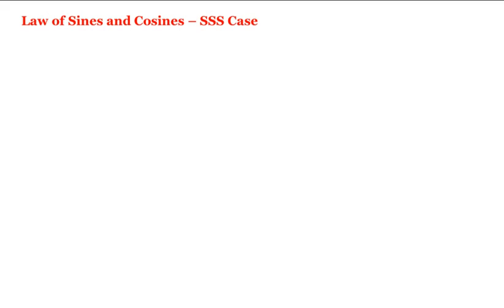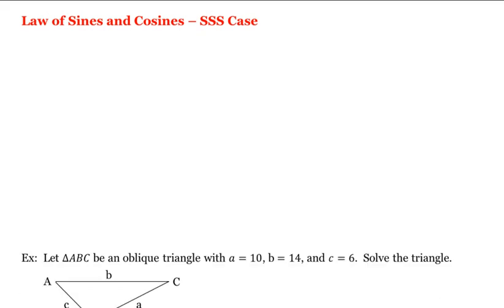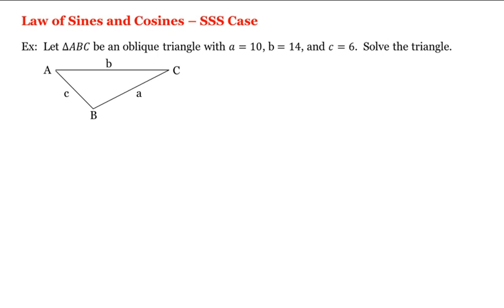Let's work with the law of sines and cosines. For example, let triangle ABC be an oblique triangle with little a equal to 10, little b equal to 14, and little c equal to 6. Let's solve the triangle. Now let's mark in the figure the information that's given. We're given that little a is equal to 10, little b is equal to 14, and little c is equal to 6.